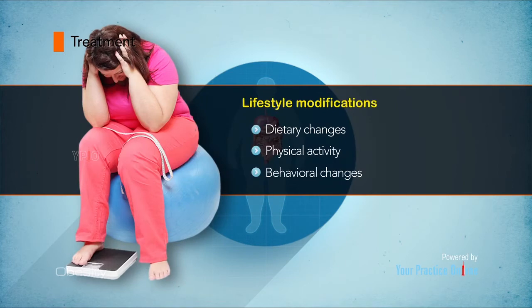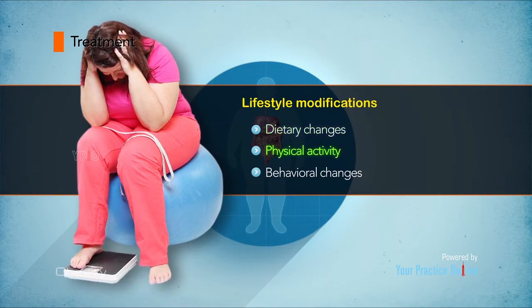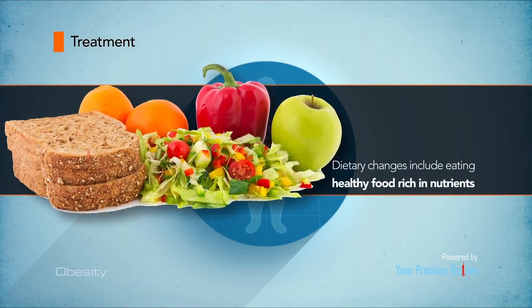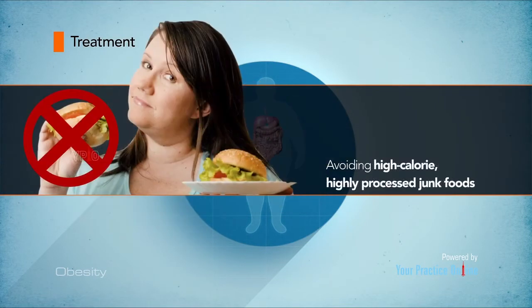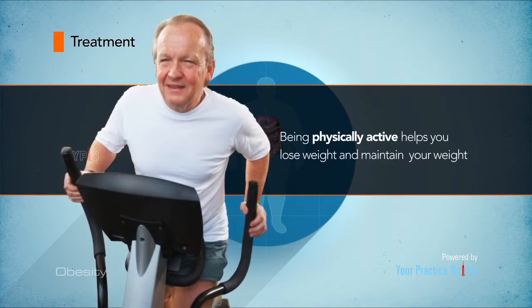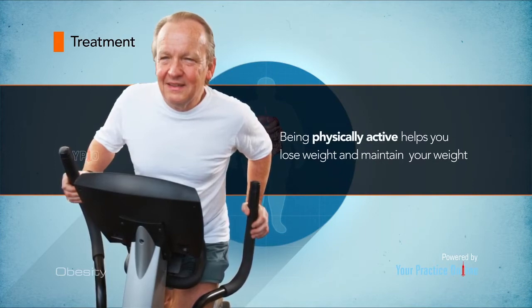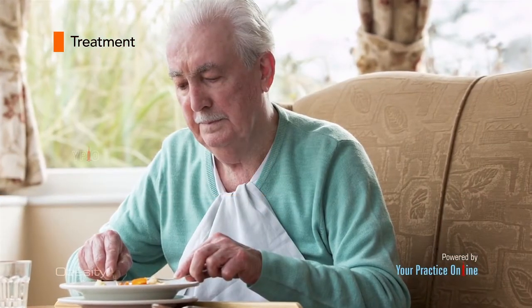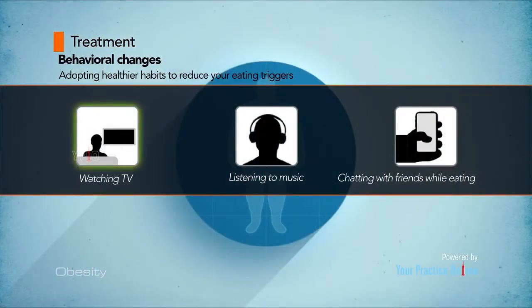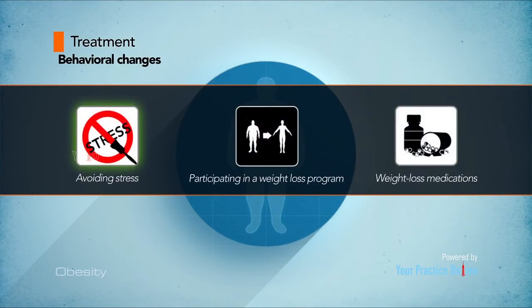Lifestyle modifications that help to reduce body weight include dietary changes, physical activity, and behavioral changes. Dietary changes include eating healthy food rich in nutrients while avoiding high-calorie, highly processed junk foods. Being physically active helps you lose weight and maintain your weight. Behavioral changes include adopting healthier habits to reduce your eating triggers, such as watching TV, listening to music, or chatting with friends while eating, avoiding stress, and participating in a weight loss program.